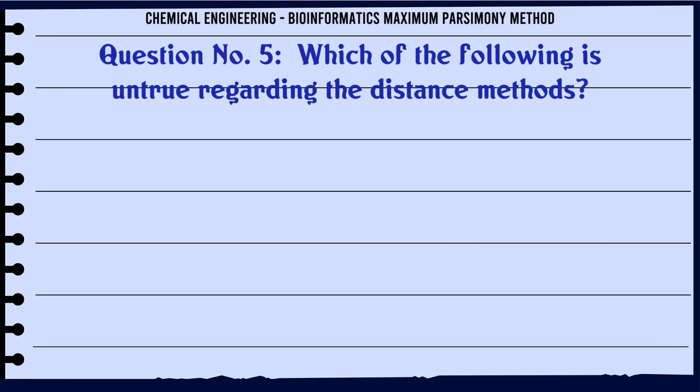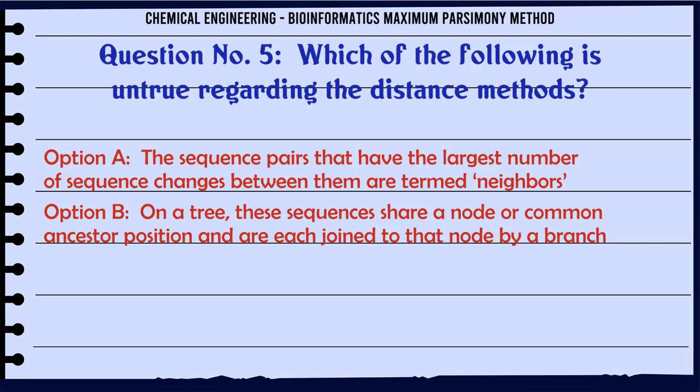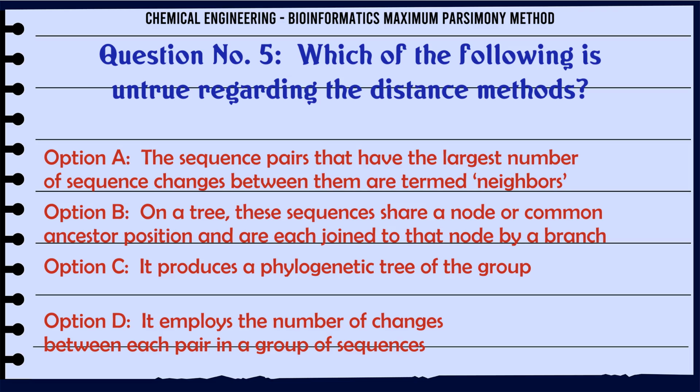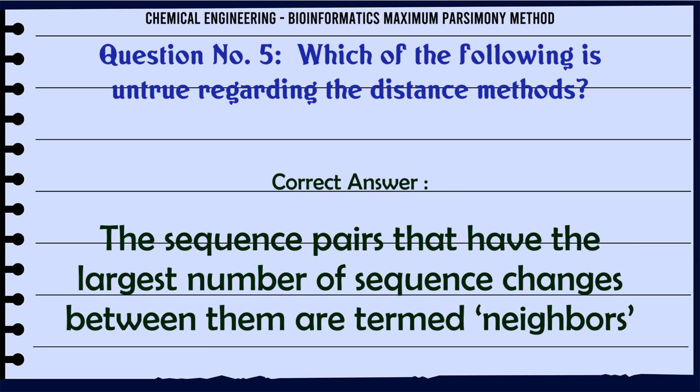Which of the following is untrue regarding the distance methods? A. The sequence pairs that have the largest number of sequence changes between them are termed neighbors. B. On a tree these sequences share a node or common ancestor position and are each joined to that node by a branch. C. It produces a phylogenetic tree of the group. D. It employs the number of changes between each pair in a group of sequences. The correct answer is the sequence pairs that have the largest number of sequence changes between them are termed neighbors.